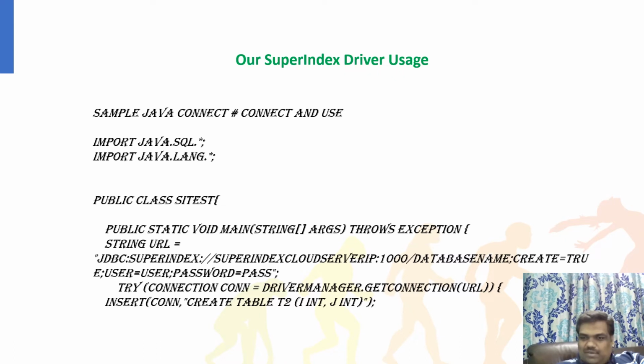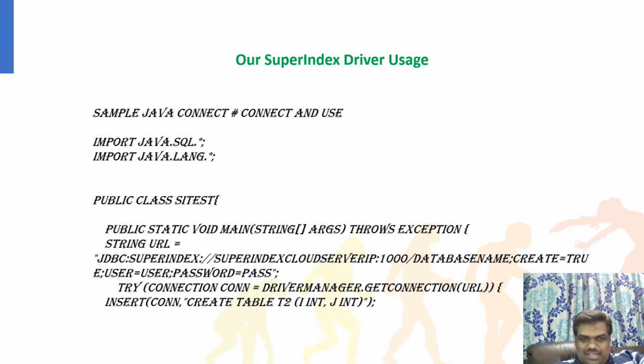This is a sample Java program. You see that I just have a URL: JDBC, SuperIndex, the SuperIndex server name, the port, for example 1000, and the database name. If you want to create the database, you need to specify create true. If you don't want to create it, you can run it without database creation. You need to specify the user and the password.